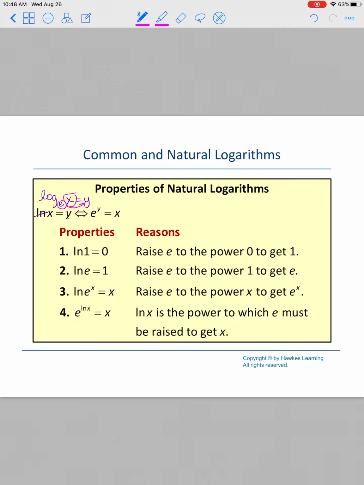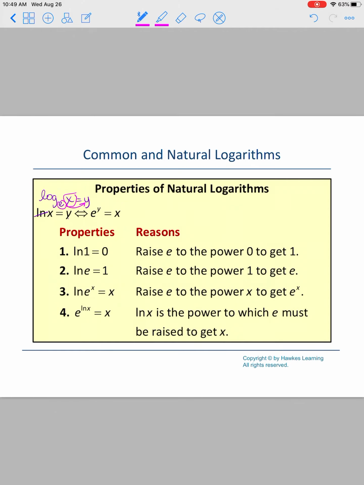So the natural log of 1 is 0, and that's all because, remember, ln is log base e. So if I have log base e of 1 equals 0, okay, if I write that as an exponent, e to the 0 equals 1, okay?